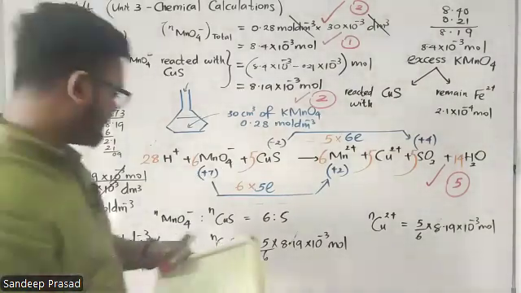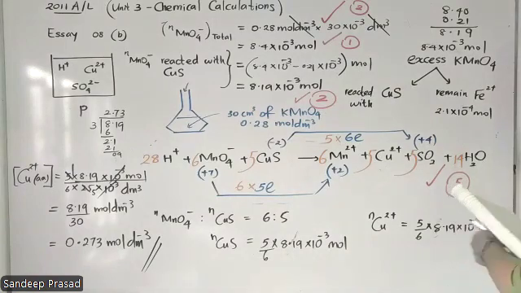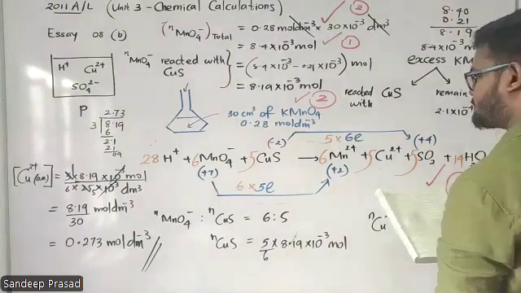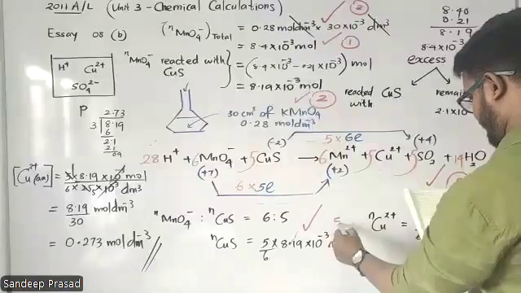So for these steps, for finding the copper sulfide moles, they have given 5 marks for this one.